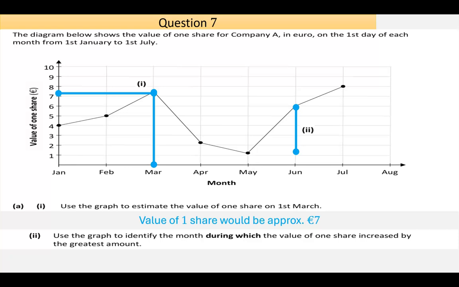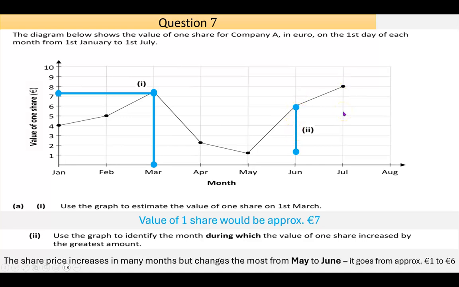Then part 2 says use the graph to identify the month during which the value of one share increased by the greatest amount. So you can see it increased from January to February by about €1. It increased from February to March by a little over €2. It decreased then from March to April, decreased from April to May, then increased by almost €5 in May, and then increased by €2 in June. So the share price has increased in many months, but changes the most from May to June. It goes from approximately €1 to €6.